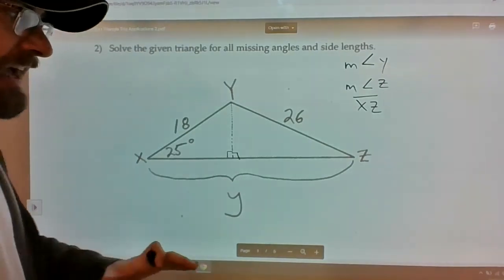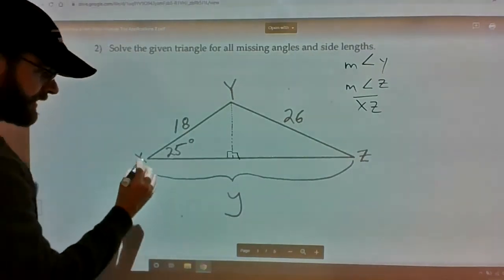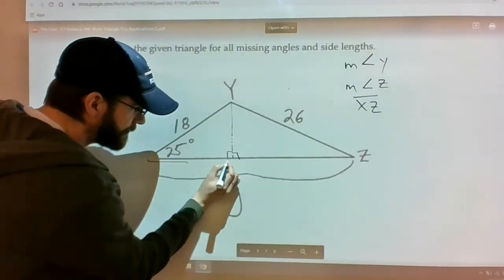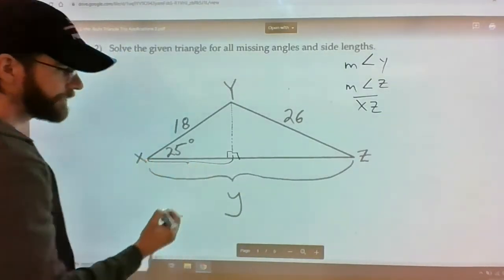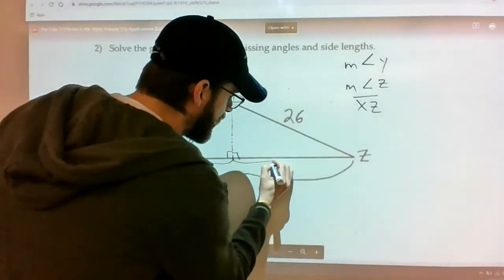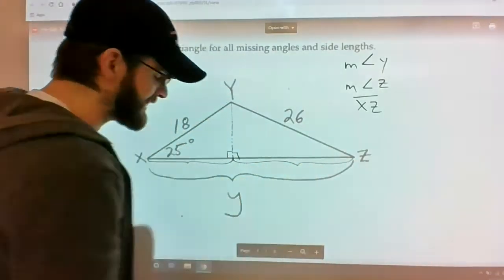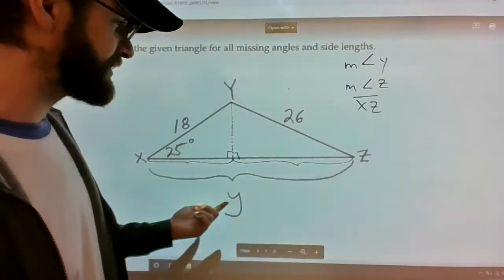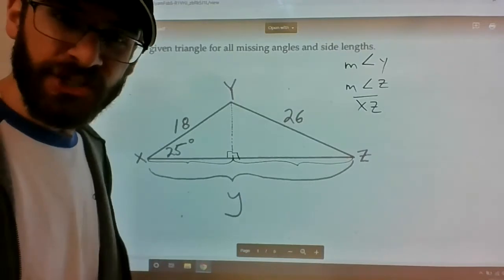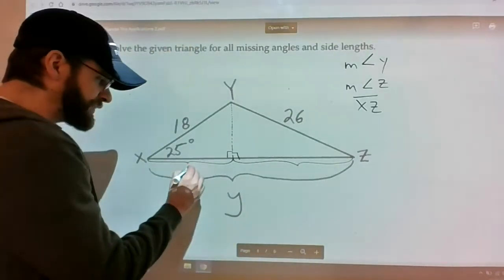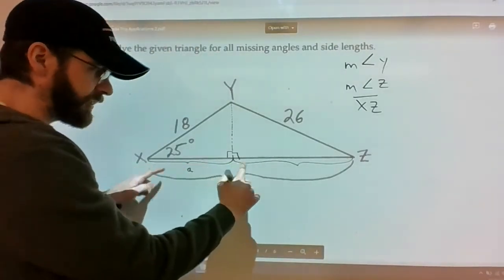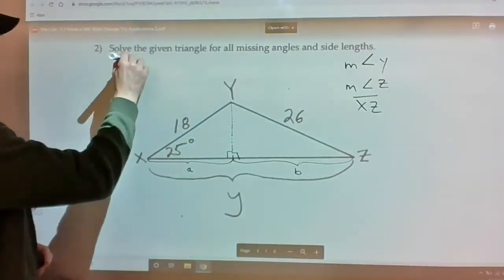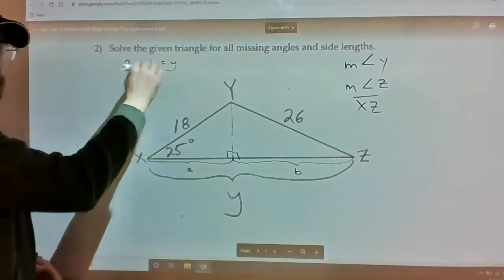And if you want to apply variable measures, you could say that this right here is one unknown, and this right here would be the other unknown. Those two added together would give us y. I don't think we should use x or z because there are already angles over here. Let's just use a and b. So we'll say a represents this length here, b represents this length here, so that a plus b is equal to y.